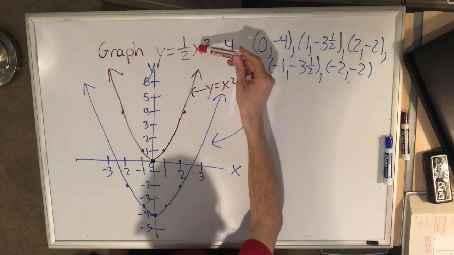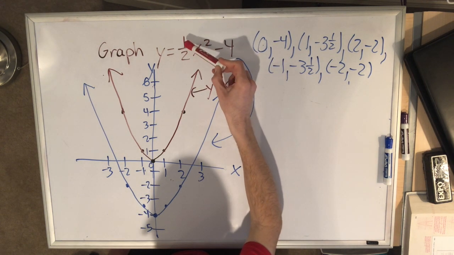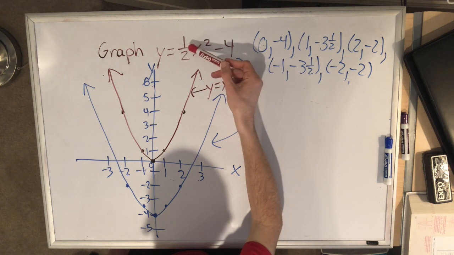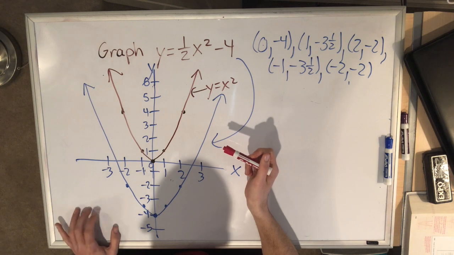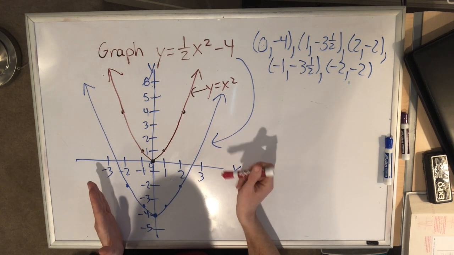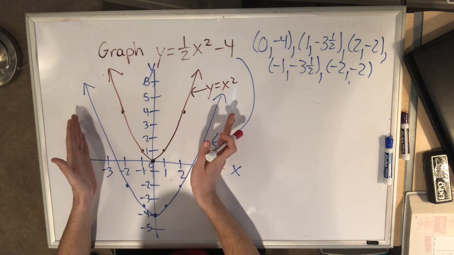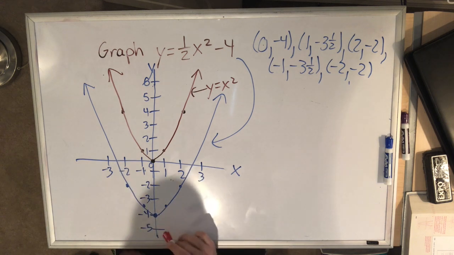And also because the function x squared was being multiplied by a number with an absolute value less than 1, like 1/2, vertical shrinking happened. So the graph of y equals 1/2 x squared minus 4 does not rise as quickly. It rises more slowly, so it looks wider.